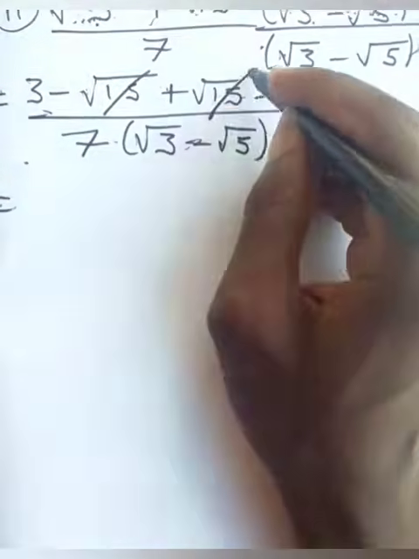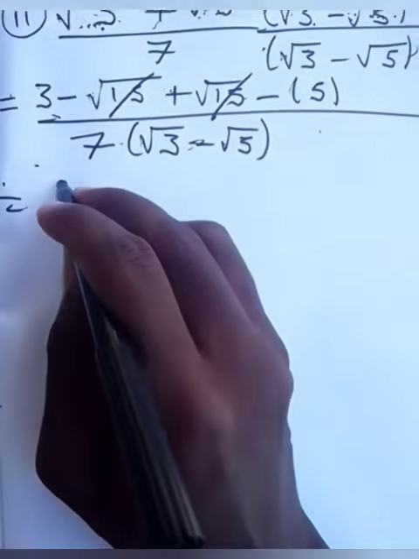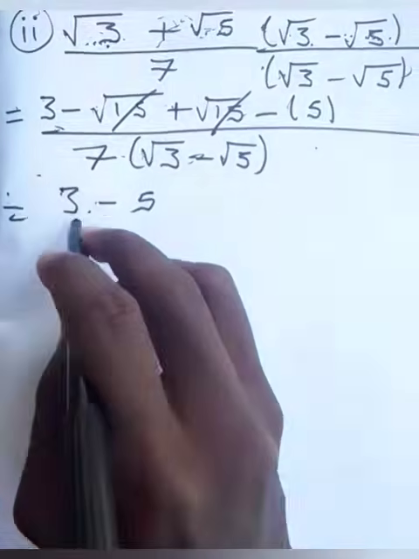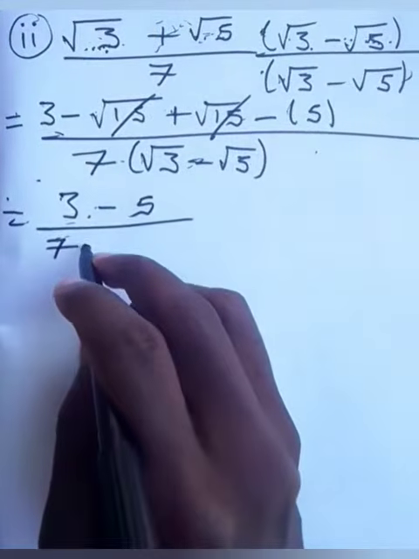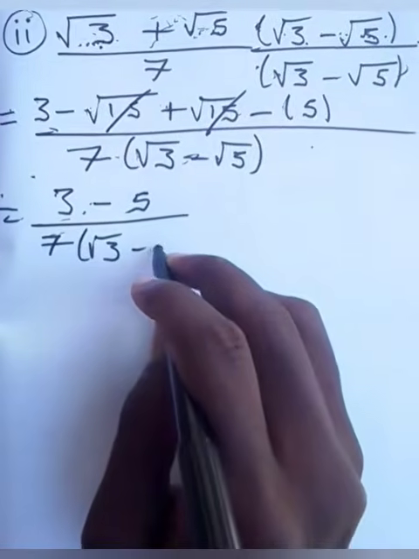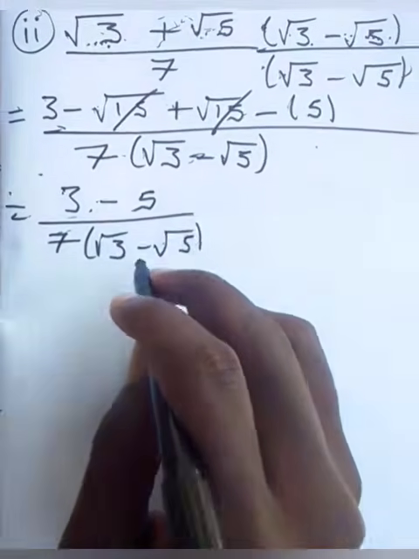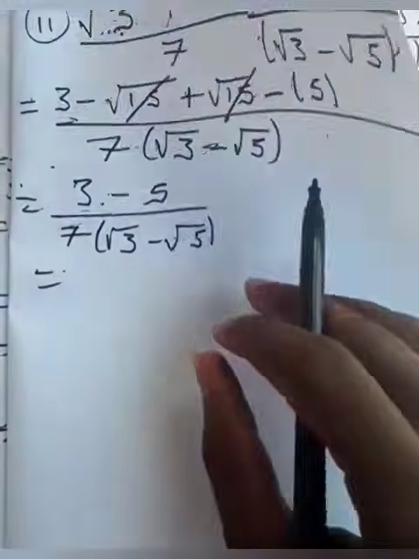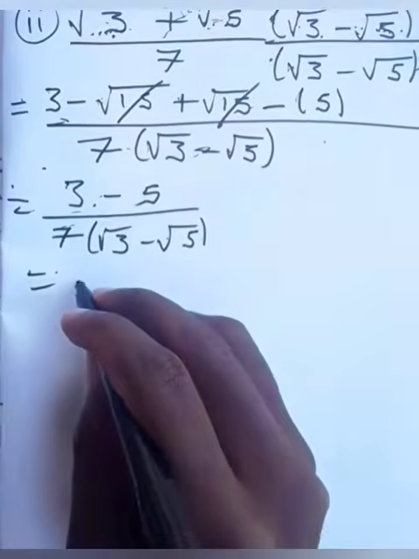So this and this will cancel out, right? What are we going to remain with? We remain with 3 minus 5, 7 square root of 3 minus square root of 5. So 3 minus 5, it is negative 2.